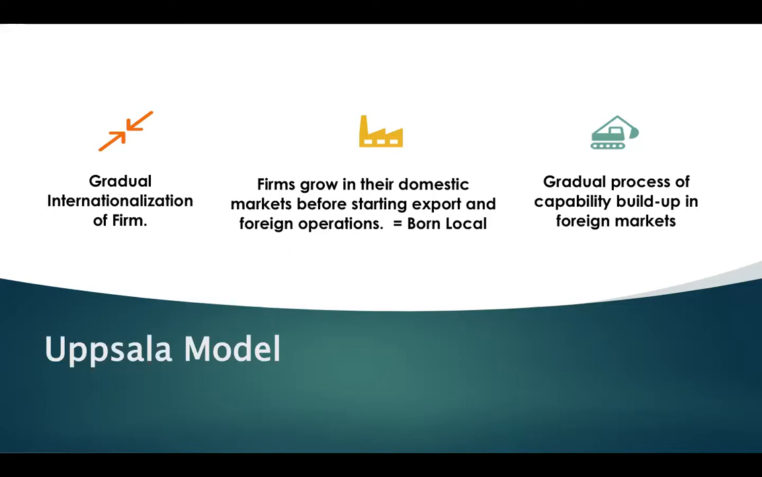And according to the Uppsala model, firms grow in their domestic markets before starting exporting and foreign operations. That means, according to the Uppsala model, companies will have to achieve a certain level of growth in their own country before they venture into international markets. In other words, companies are born local, according to the Uppsala model. They are created to do local business first and then global business later, stage by stage. So this can also be defined as a gradual process of internationalization capability build-up in foreign markets.